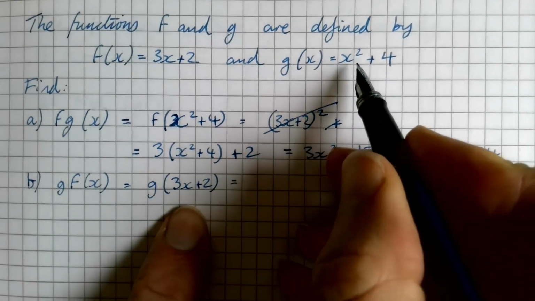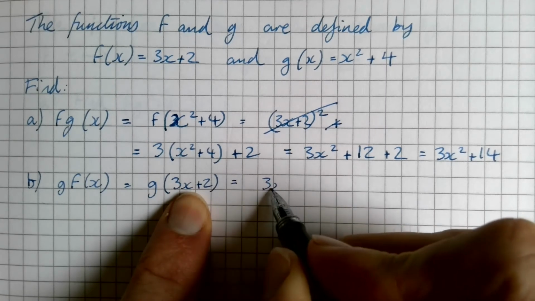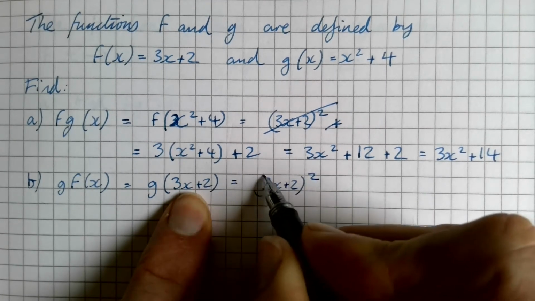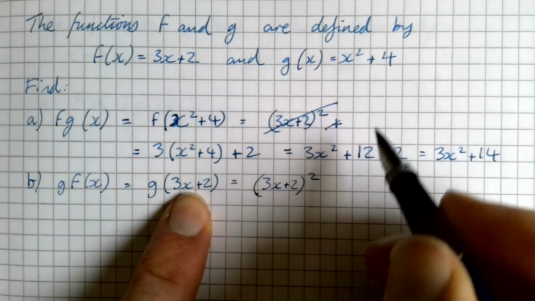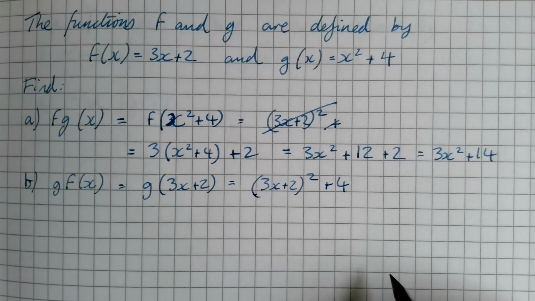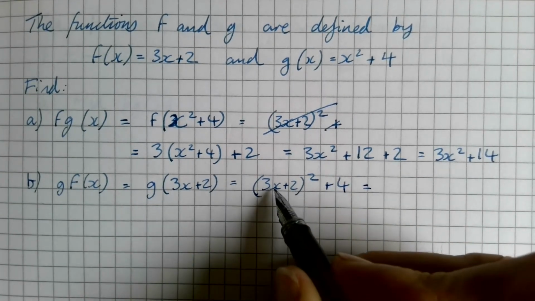Well, what do we do in g? Well, we square whatever we've got. So 3x plus 2 needs to be squared this time, and then we add 4 to what we get. Now you may want to use a grid to square that.